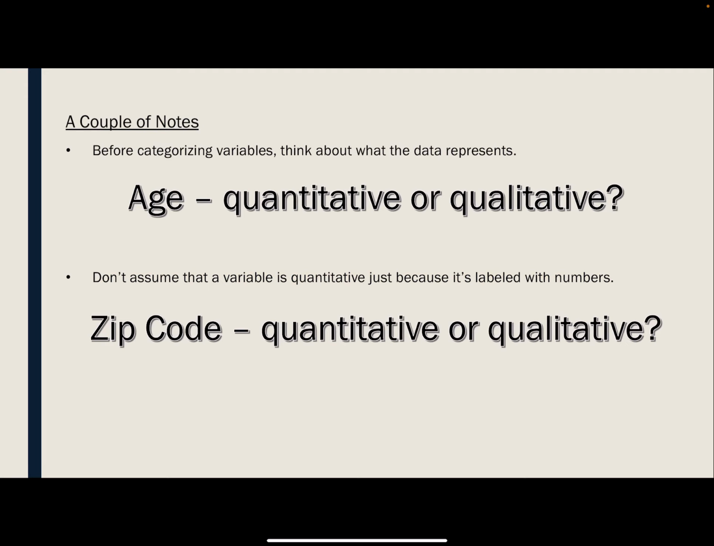Another example would be your zip code. So the zip code of where you live, that's a number, but it has no unit. And if I took all the zip codes and found an average, it doesn't mean anything. It doesn't make sense. So a zip code is an example of something that is numerical, but it is a qualitative variable.